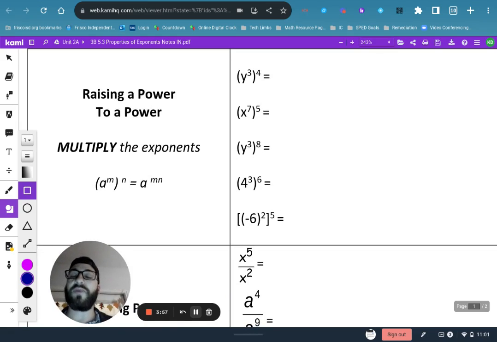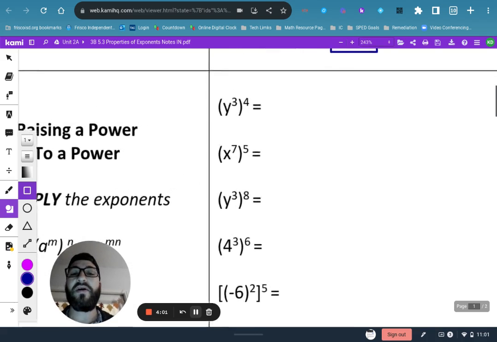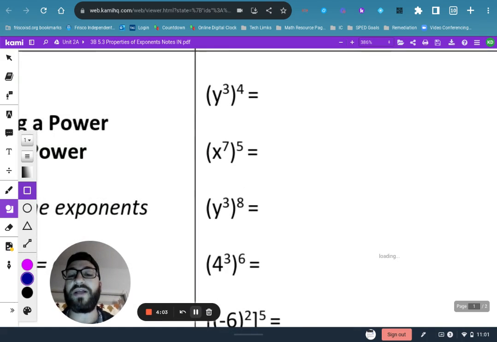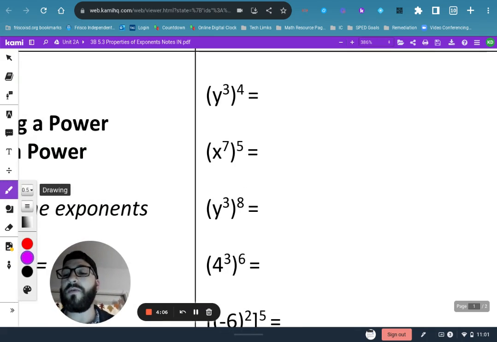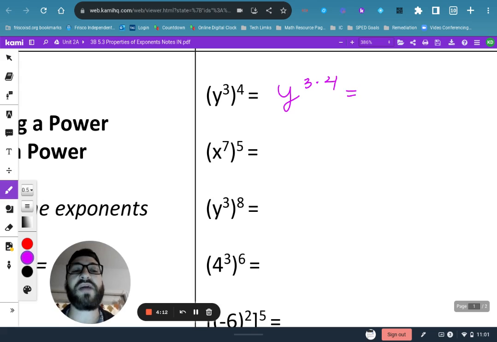We're going to multiply those two powers together, so m times n. As an example, if I have y to the 3rd to the 4th, then that would be equal to y to the 3 times 4, which, of course, I could simplify to be y to the 12th. So this one is fairly straightforward. We don't have to do anything too crazy.